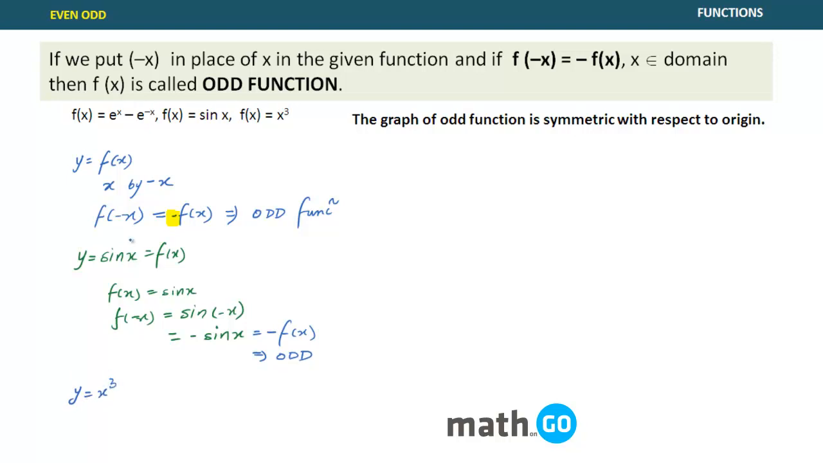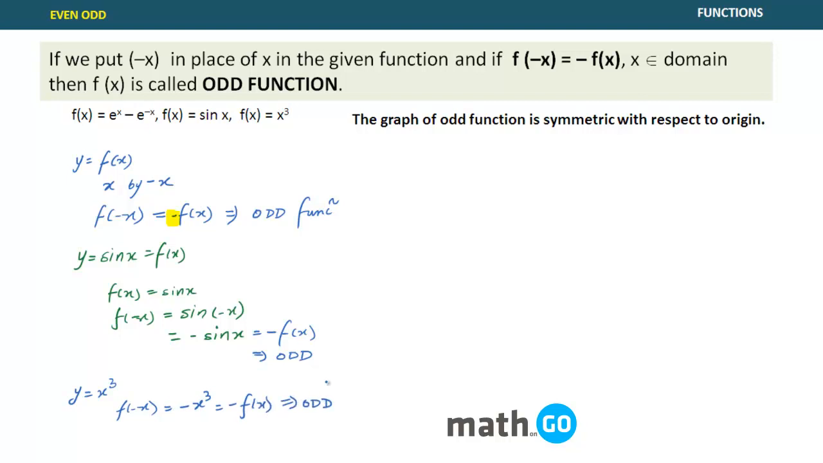Another function that you should remember is y equal to x cube. As we did in the case of the even function, where we remembered x square and the cos x graph, here you should remember x cube and the sin x graph. So if you put minus x here, it will return you minus x cube, which is nothing but minus f(x). So again, this is nothing but odd.